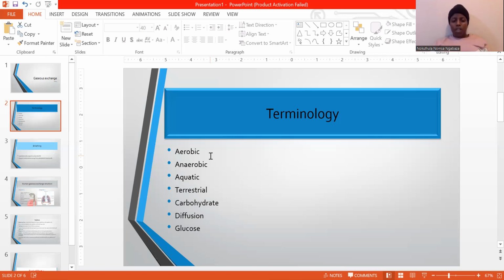So this is what we're talking about when we speak about carbohydrates. Carbohydrates are organic compounds that include your glucose, your starch, and your sucrose. They all fall under the what? The carbohydrates. And then our next term is called diffusion. Diffusion is the movement of molecules from a region of higher concentration to a region of lower concentration until equilibrium has been reached.